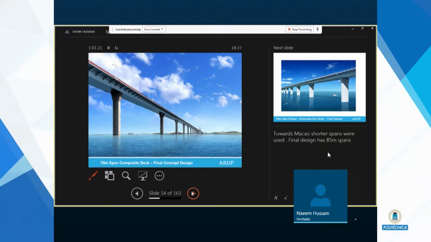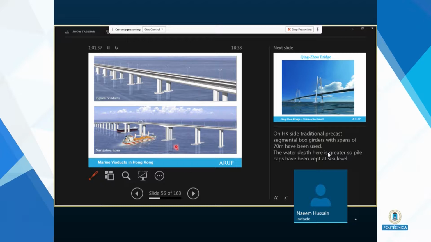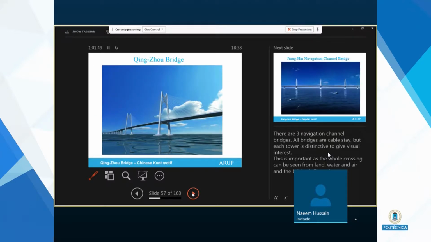It's a composite deck, and then we have the longer span, which again is a 110-meter span of orthotropic box girders. This is on the mainland side, and then on the Hong Kong side, we had the typical box girders of 70 meters. But from a bridge point of view, the cable-stayed bridges were the most interesting, and for each bridge, there are 3 of these. Our client wanted to have something sort of unique.